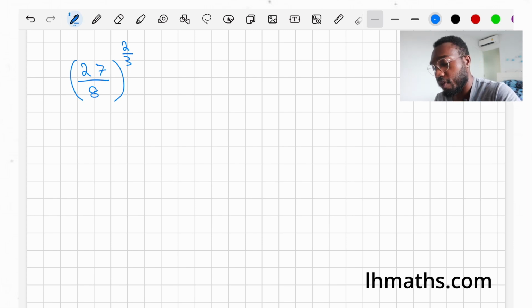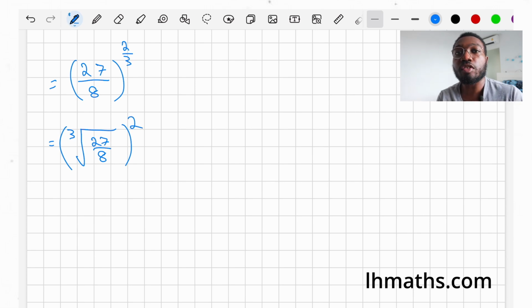Okay, with this question here, we have 27 over 8 to the power of 2 over 3. So what we can do with this question is, we can actually cube root everything. So cube root of 27 over 8, and then we can square.